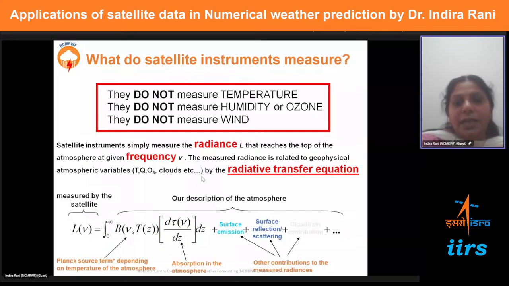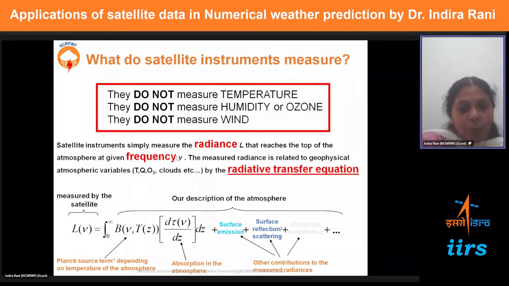So how can this radiance be related to the geophysical variables? The measured radiance is related to the geophysical atmospheric variables like temperature, humidity, and wind through the radiative transfer equation. So when we talk about satellite radiance assimilation, or satellite brightness temperature assimilation, the main factor is the radiative transfer equation.